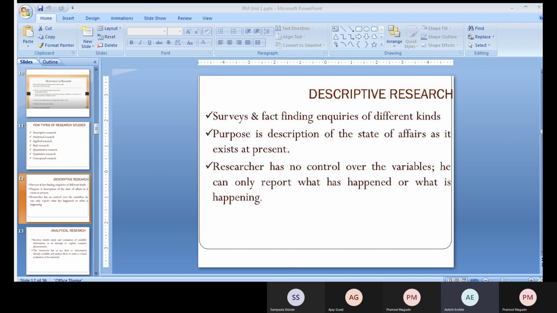Sir, in descriptive research do we only have to do a survey, or what else do we have to do in this? See, descriptive research is nothing but the first stage of a research project in the master program. Understood? This is your first stage, because through it you can find out a research gap.